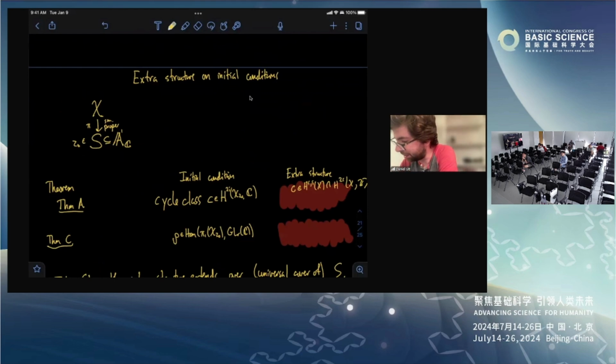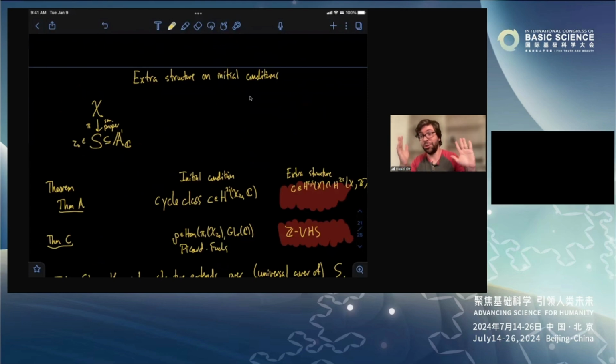In the case of a Picard-Fuchs initial condition, meaning it showed up in the cohomology of a family of algebraic varieties, the extra structure here is that it carries a Z variation of Hodge structure. So the cohomology of an algebraic variety carries a Hodge structure, and if you have a family of algebraic varieties, their cohomology carries a variation of Hodge structure.